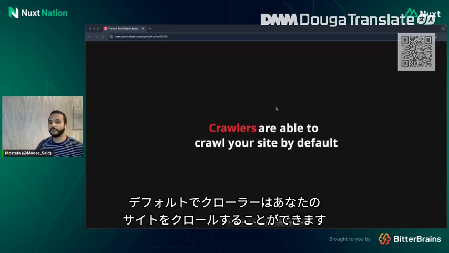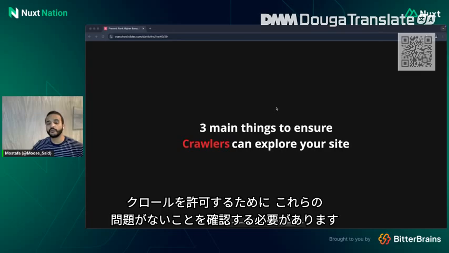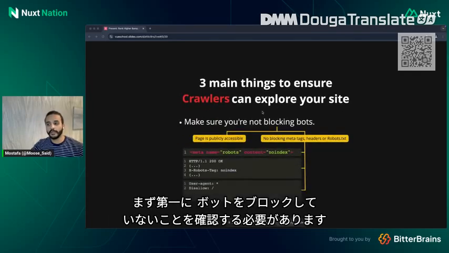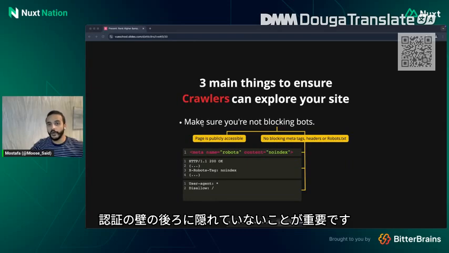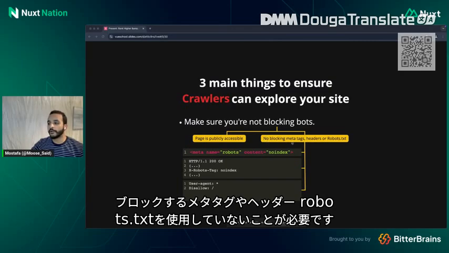So crawlers are able to crawl your site by default, right? But there are three main things you need to make sure that you don't have in order to allow them to do so. The first thing, you need to make sure that you're not blocking bots. So the page that you want to index is publicly accessible. It's not hiding behind an authentication wall. Every guest or end user can see the content. And you're not using any blocking meta tags, headers, or robots.txt.